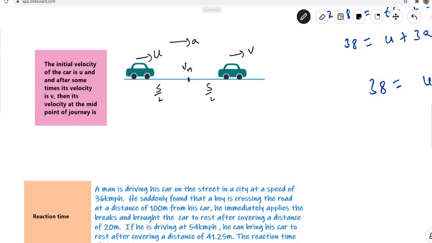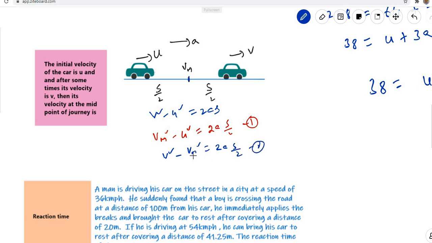So for this problem, we use this equation v square minus u square is equal to 2as. I'll apply this equation 2 times. For the first part, the final velocity is vm. So vm square minus initial velocity u square is equal to 2a into s by 2. This is equation 1. Now, the same equation let us apply for the second part. For the second part, vm becomes the initial and v becomes the final. So v square minus vm square is equal to 2a into s by 2, the second equation.